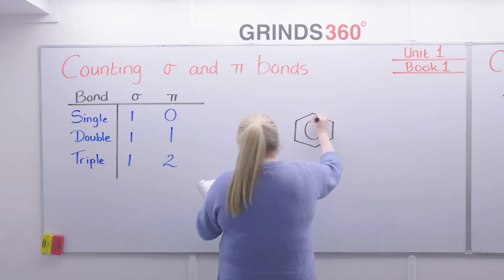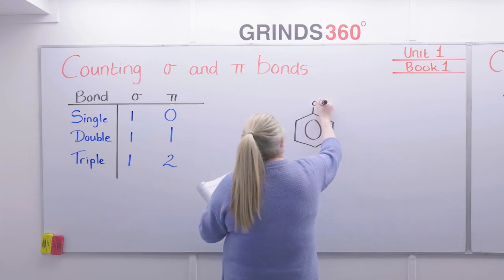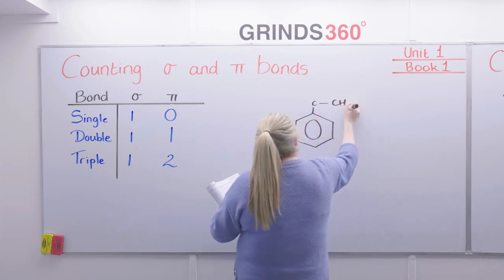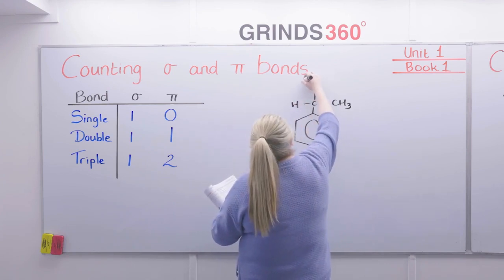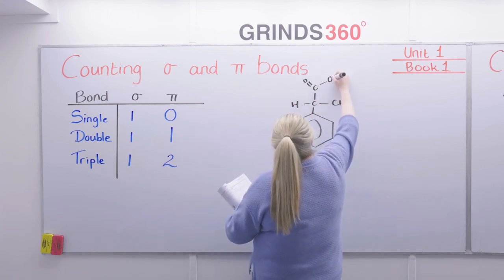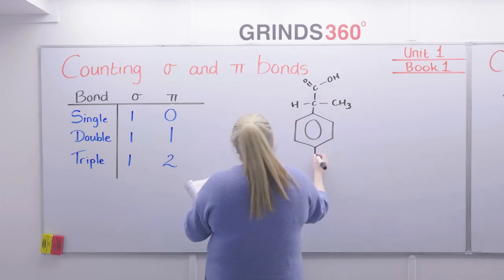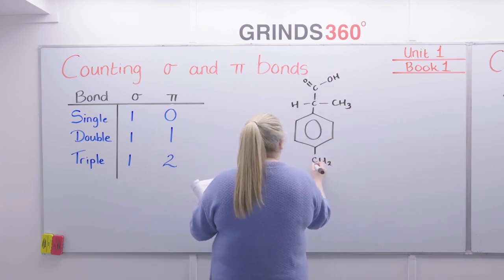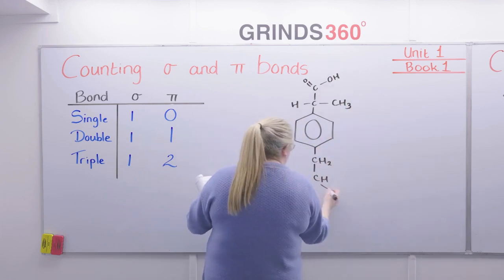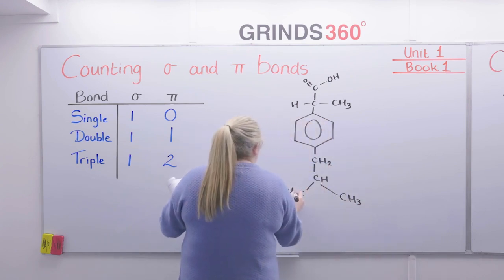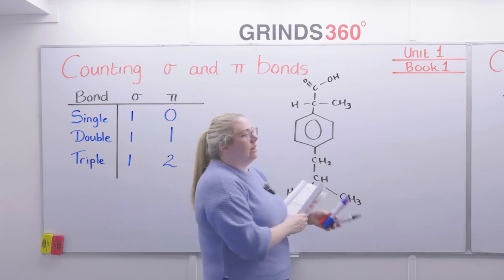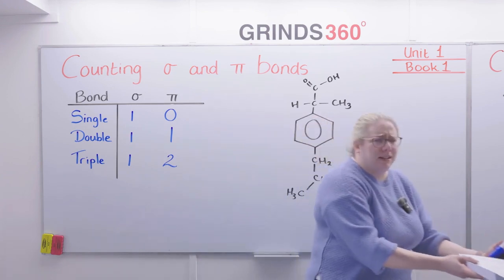So we have a benzene ring in the middle, then we have a carbon with a CH3, carbon to hydrogen. Then we have a C double bond O up there and an OH. And then down the bottom, we have CH2, CH, and then we have CH3 and CH3. Now, before we all have a heart attack and go, oh my God, I'm never going to be able to draw that. You'll never have to.